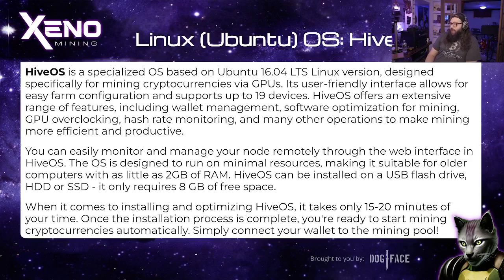Hive OS, on the other hand, is specialized, based on the Ubuntu 16.04 LTS Linux version, designed specifically for mining cryptocurrencies via GPUs. So it's basically just for mining. Its user-friendly interface allows for easy farm configuration, and supports up to 19 devices. Hive OS offers an extensive range of features, including wallet management, software optimization for mining, GPU overclocking, hash rate monitoring, and many other operations to make mining more efficient and productive.